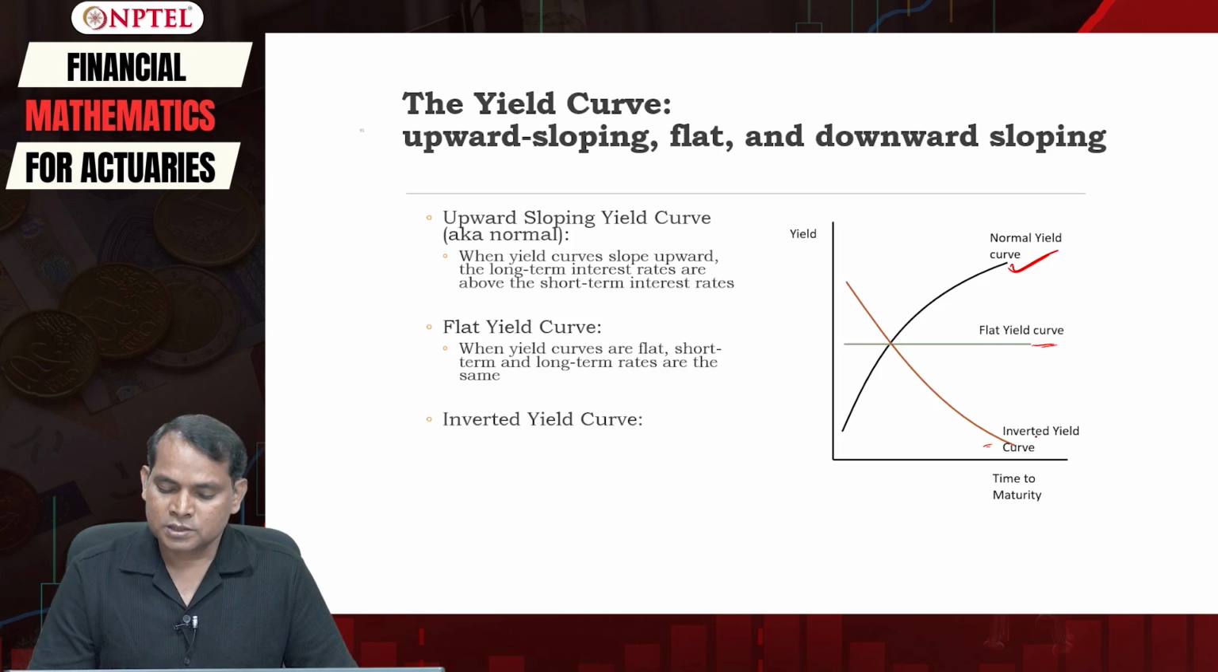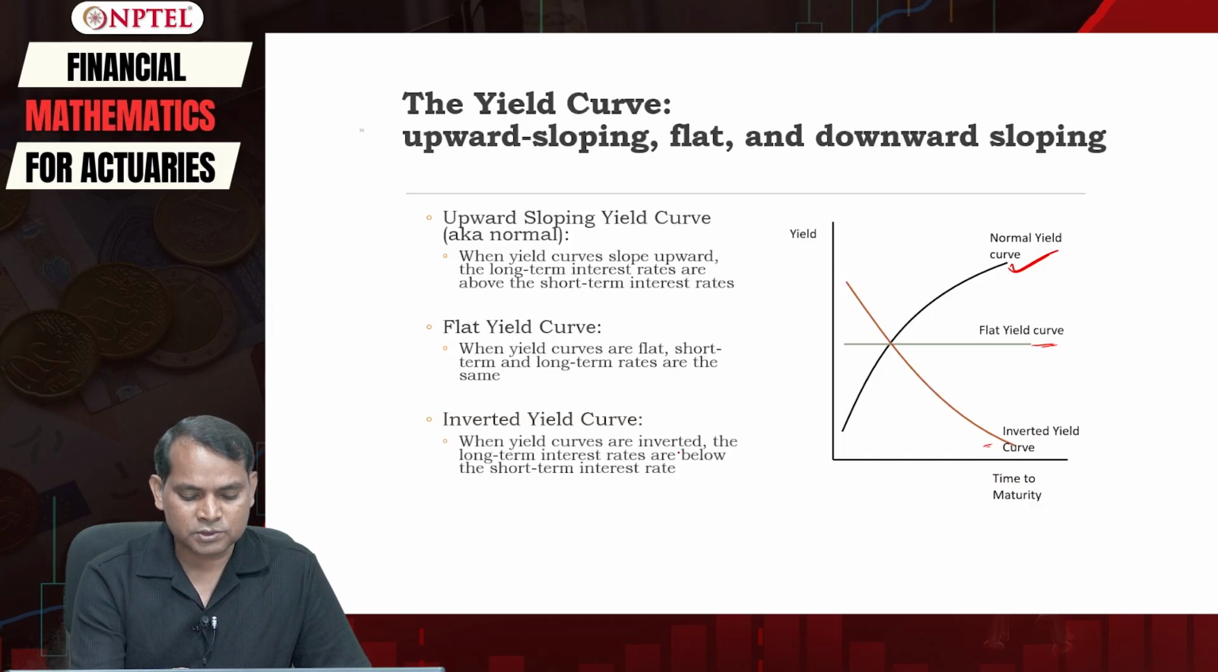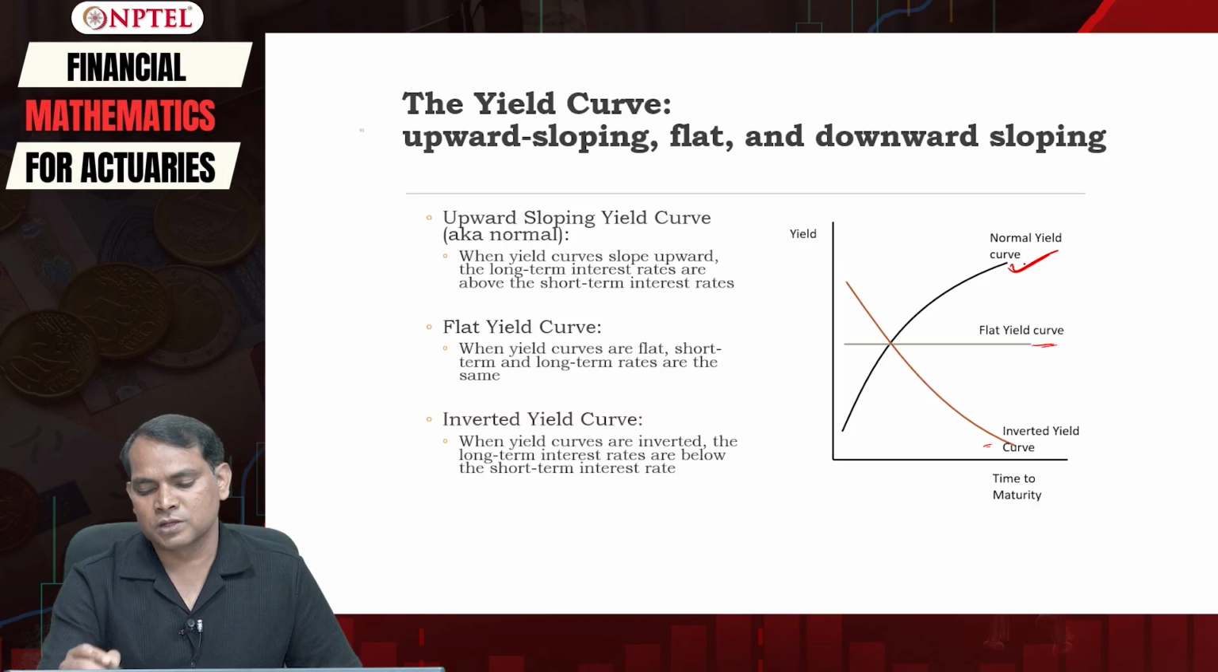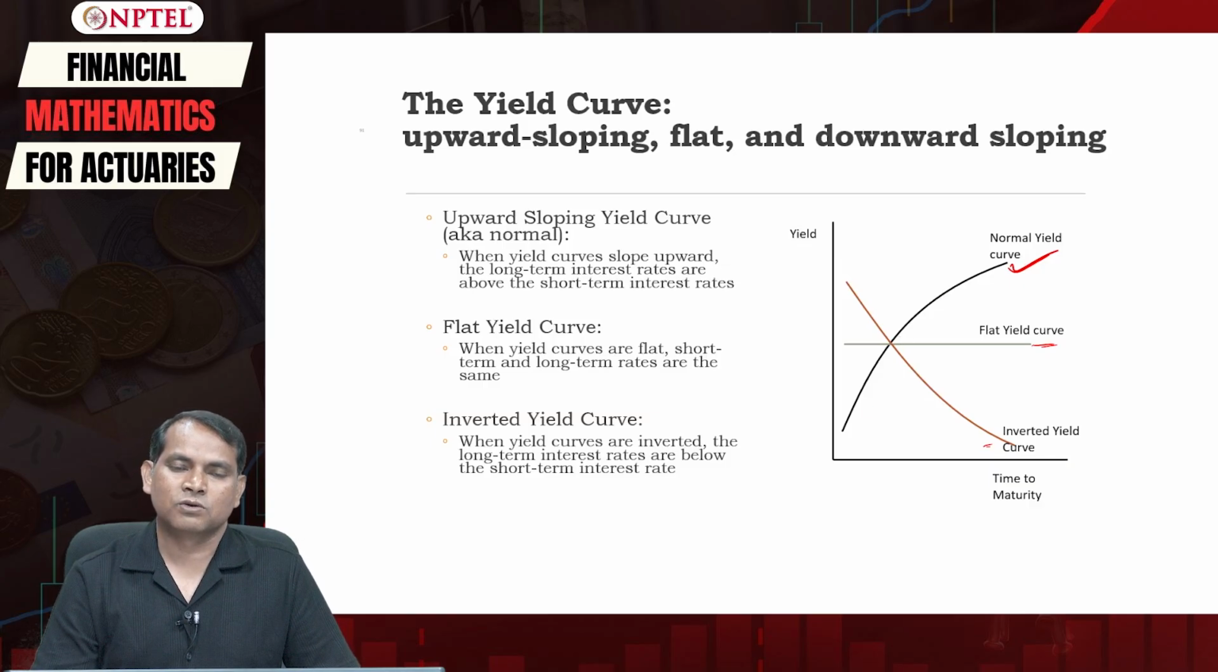Okay, in which case the long term rates are generally lower than the short term rates. When the yield curve is inverted, the long term rates are below the short term rates. So we have upward sloping yield curve, flat yield curve, and inverted yield curve. But most of the time we will observe the normal yield curve, or the upward sloping yield curve, and therefore it is considered a normal yield curve, in which case the long term interest rates are usually higher than the short term interest rates.